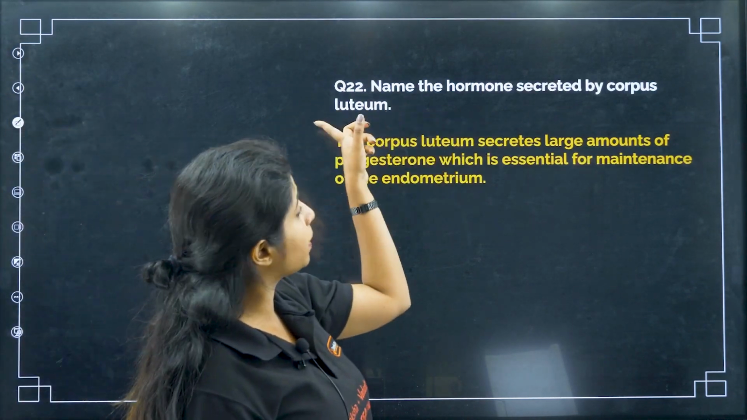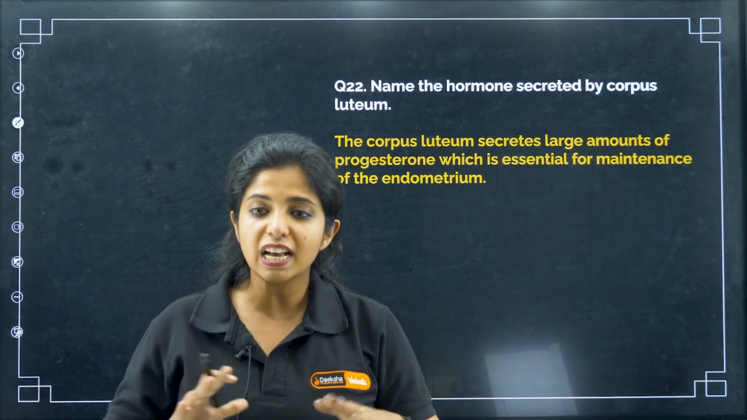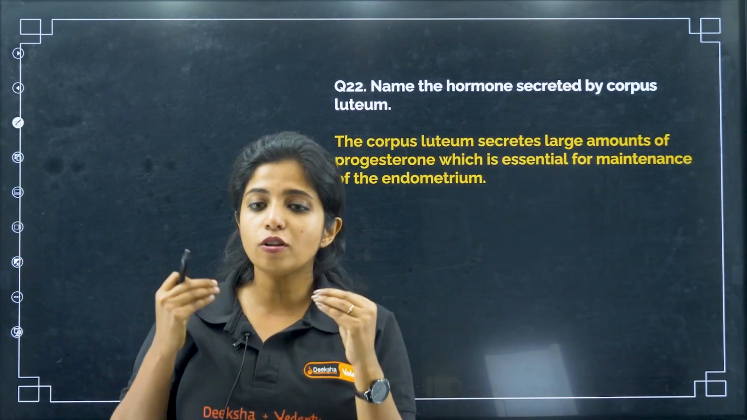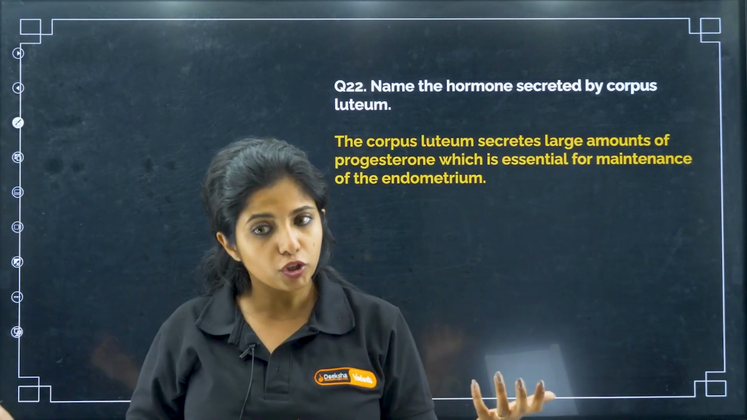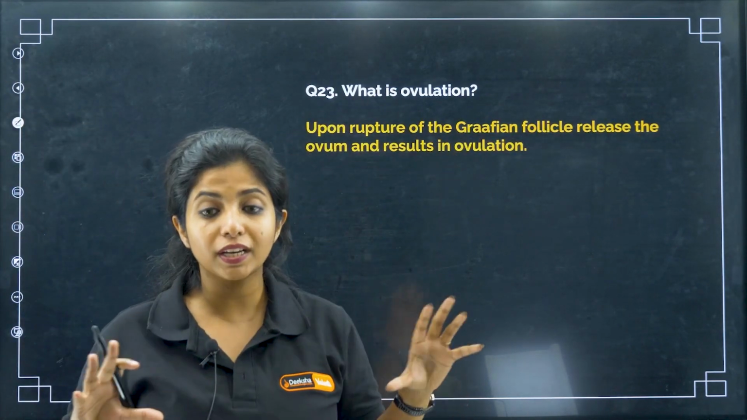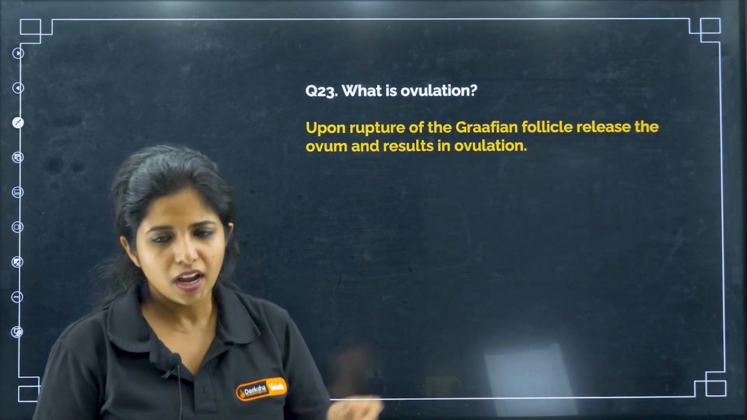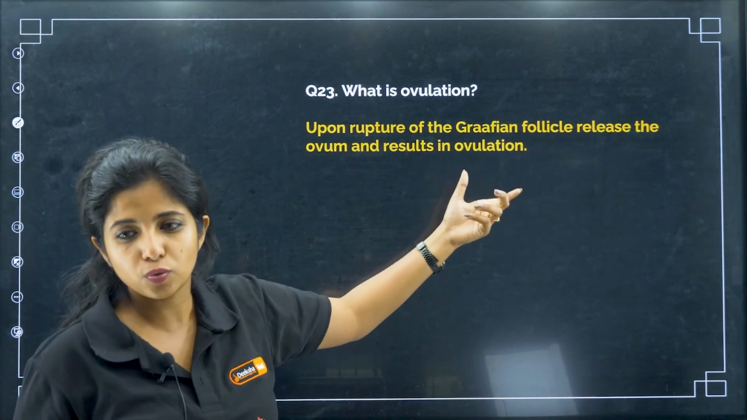Now name the hormone secreted by corpus luteum. Corpus luteum majorly secretes a large amount of progesterone, which helps in maintenance of what? Endometrium. It also releases estrogen, but progesterone is released way too much. Okay. Now, what is ovulation? Ovulation is basically the rupture of Graafian follicle to release what? The secondary oocyte, my dear children. Not the ovum, actually secondary oocyte, and this is known as ovulation.